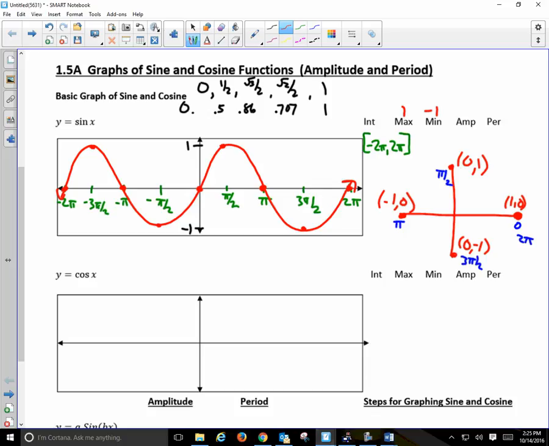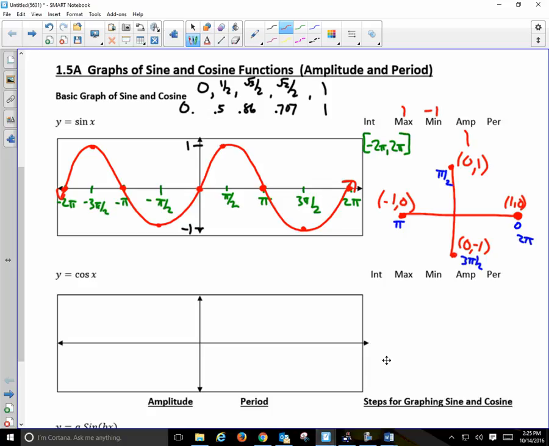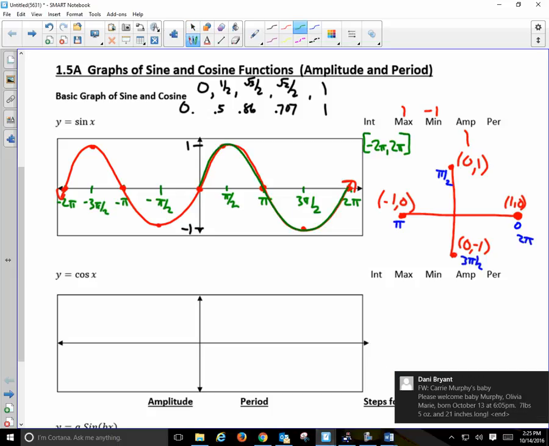Now, as my voice increases in volume, the amplitude goes up. The amplitude is the difference between the top and the middle. So the amplitude is 1. It goes 1 unit up and 1 unit down. And the period is how often it repeats itself. So you can see that we have 2 full cycles here. The green part would represent 1 cycle of the sine graph. After that, it will continue to repeat itself.